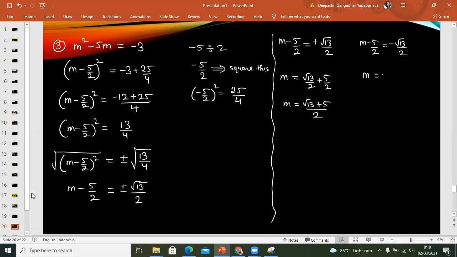m equals negative root 13 divided by 2. Minus 5 by 2 will go to the right side. It will change the sign, 5 by 2. m equals, the denominator 2 is the same, so we can write this as negative root 13 plus 5 divided by 2. Or else we can also write this as 5 minus root 13 divided by 2. If you are using a calculator further, you will get the answer. But if you are not using a calculator, then this is the final answer.